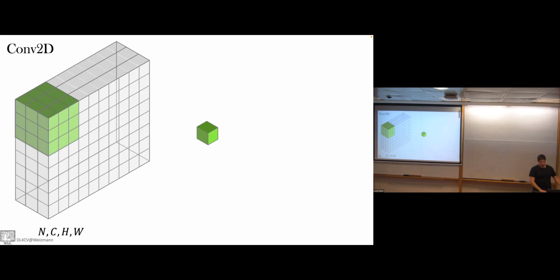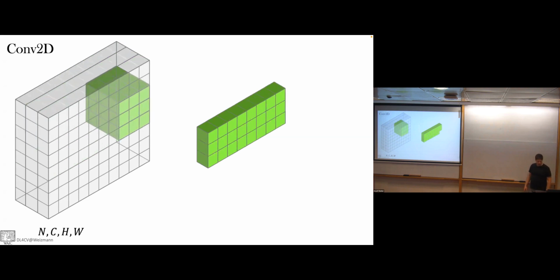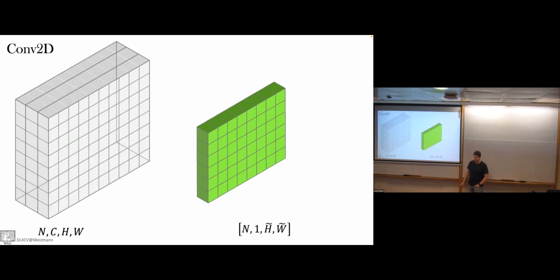You can imagine that it moves in rows and then in columns, whatever you want to imagine. But it keeps moving, and each time it produces one more value. This is how we get our output from this convolutional layer. The output size is going to be N, the same batch size. For each instance in the batch, you're going to get this.